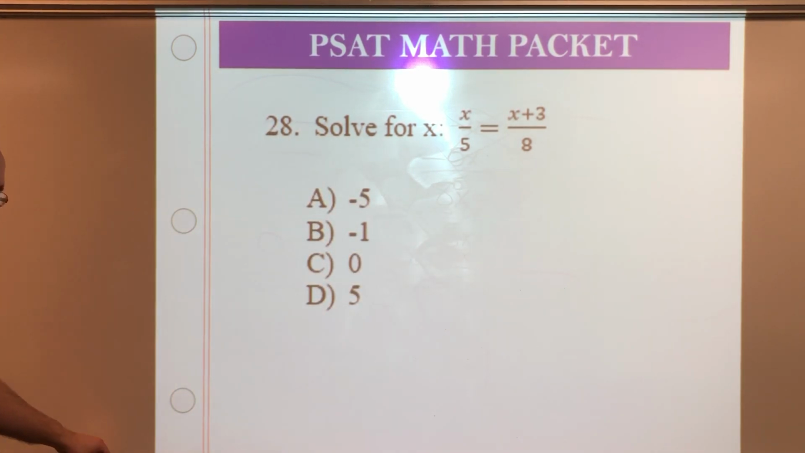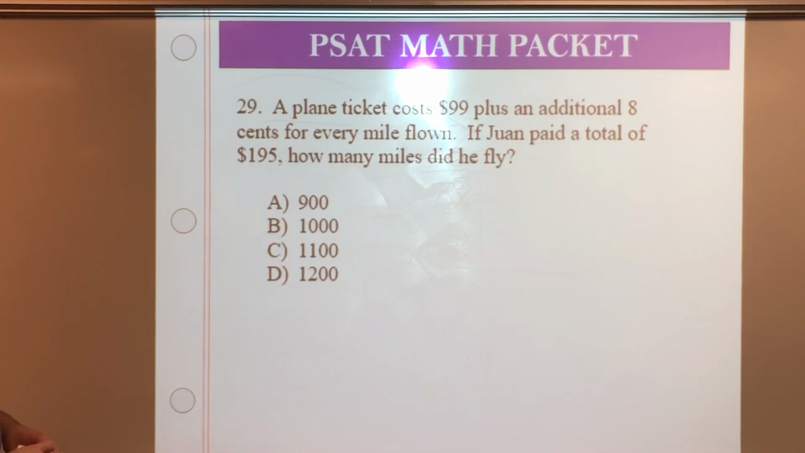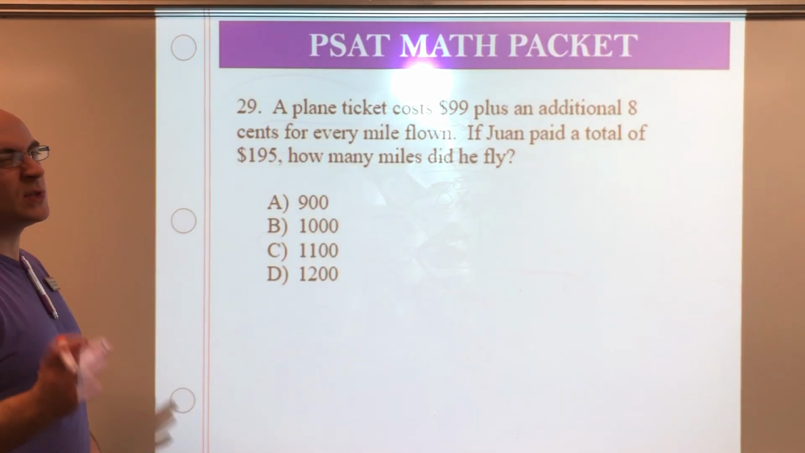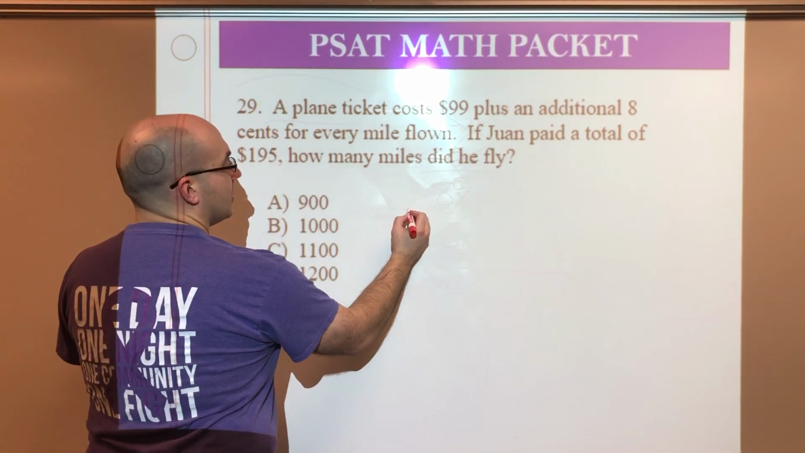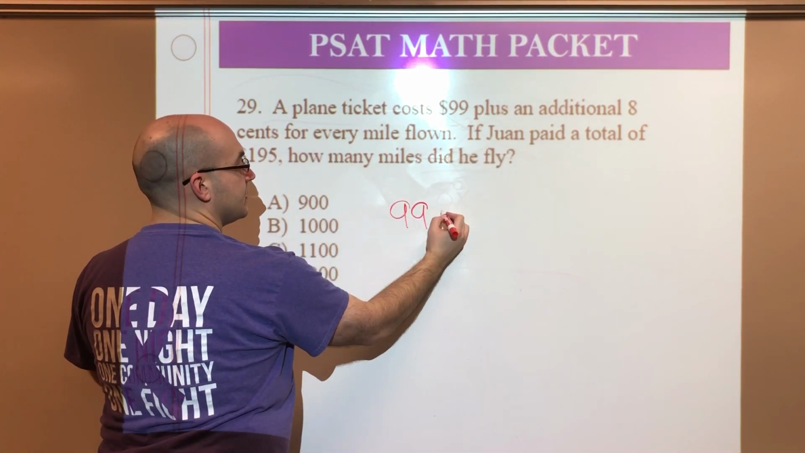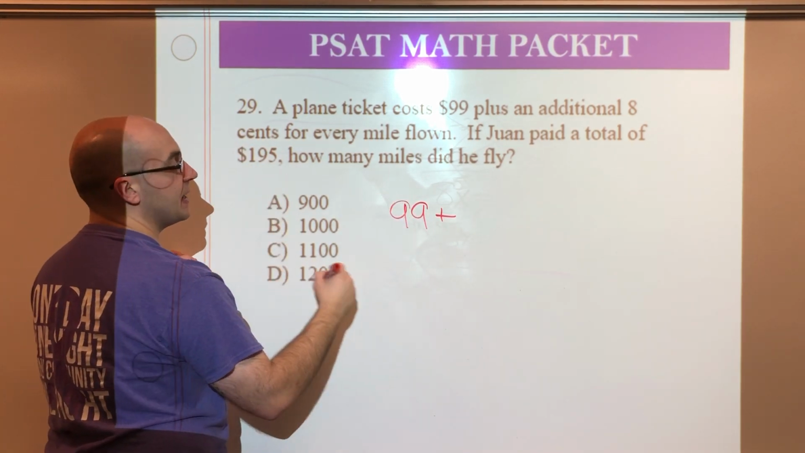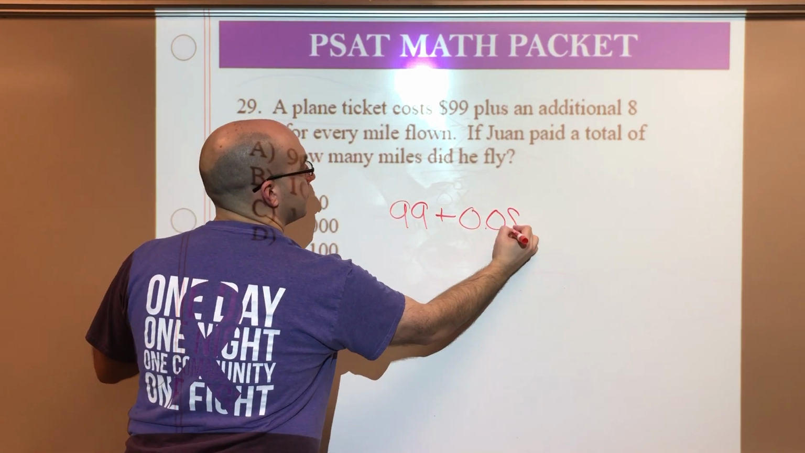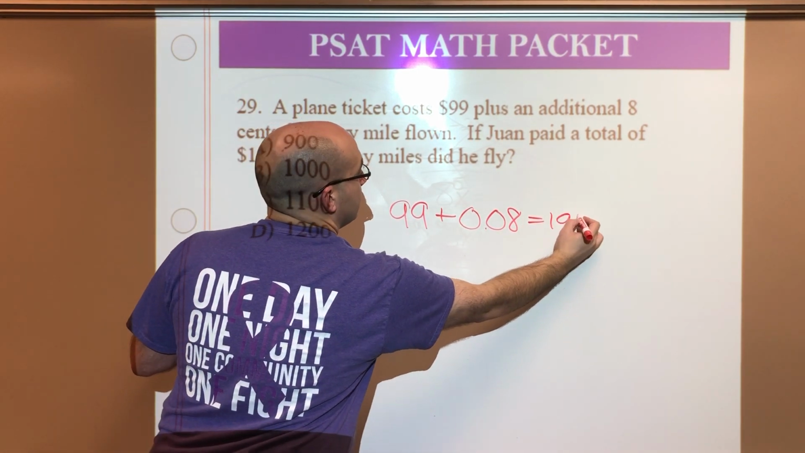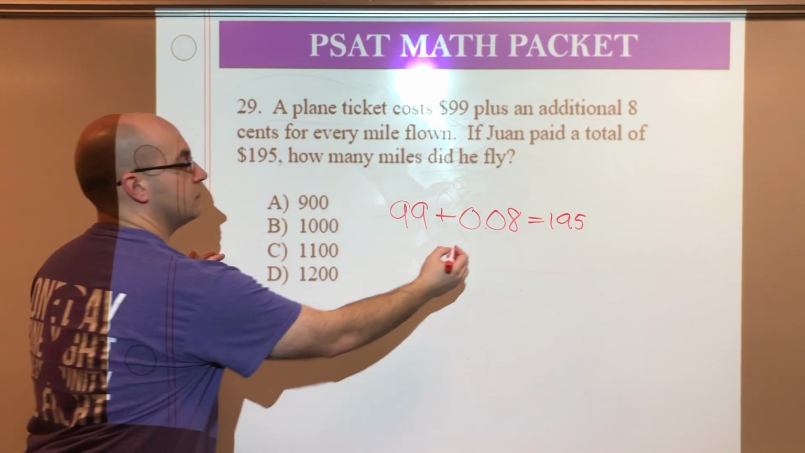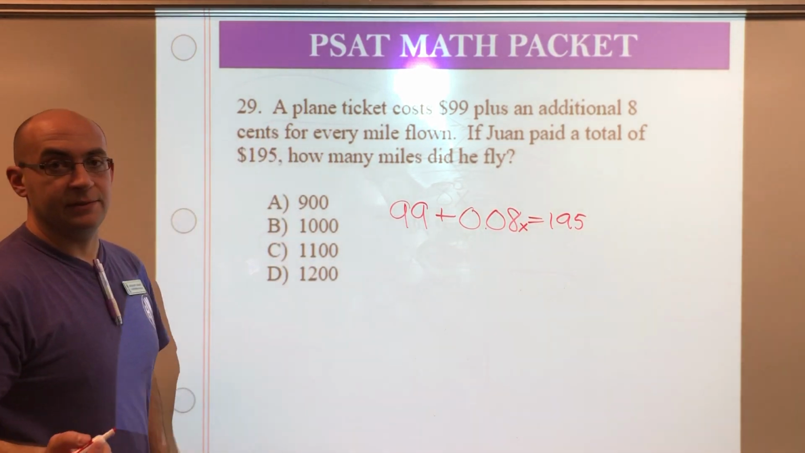All right, flying through this section. A plane ticket costs $99 plus an additional 8 cents for every mile flown. If Juan paid a total of $195, how many miles did he fly? We need to set up an equation for this. The ticket costs $99 plus 8 cents for every mile flown, and it tells us how much he paid in total. Now x, because I don't know how many miles he flew yet.